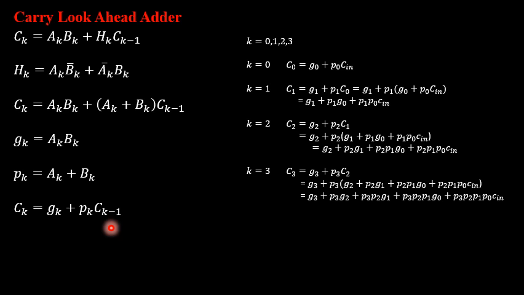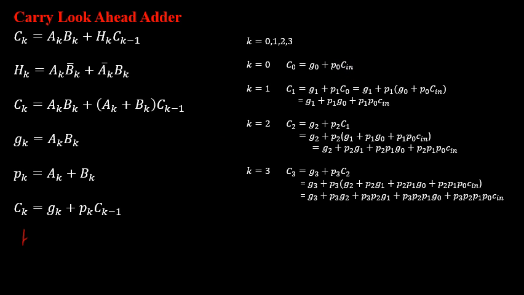Depending upon the number of bits they ask you in the exam, you have to choose the value of k. In this design, I have considered k equal to 0, 1, 2 and 3, that is for a 4-bit value. If you consider k equal to 0 in this Ck expression, just replace k with 0. Then C0 can be written as G0 plus P0 times C0 minus 1. 0 minus 1 gives the value minus 1, which is the previous carry, which I have replaced with Cin. If you want, I can write it and explain.